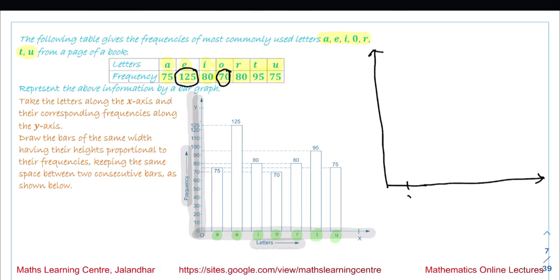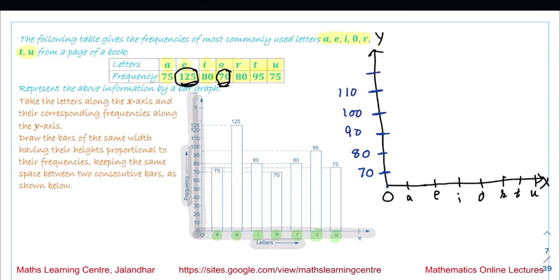So we mark these points as A, E, I, O, R, T and U. This is our x-axis, this is 0, and this axis is the y-axis. Now our points start with 70 and end at 125, so we can mark these points at 10 unit distance. Suppose this point is 70. Next this point is 80. This point is 90. This point is 100. This is 110, 120 and 130.